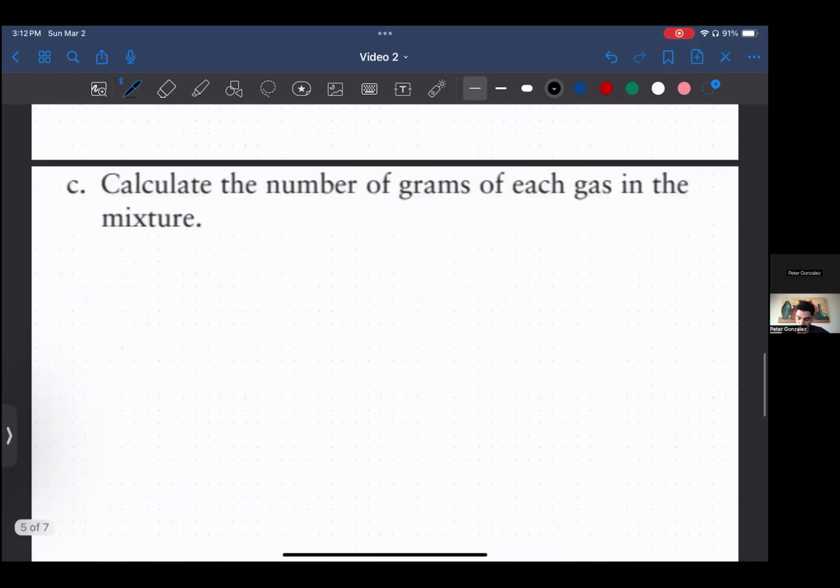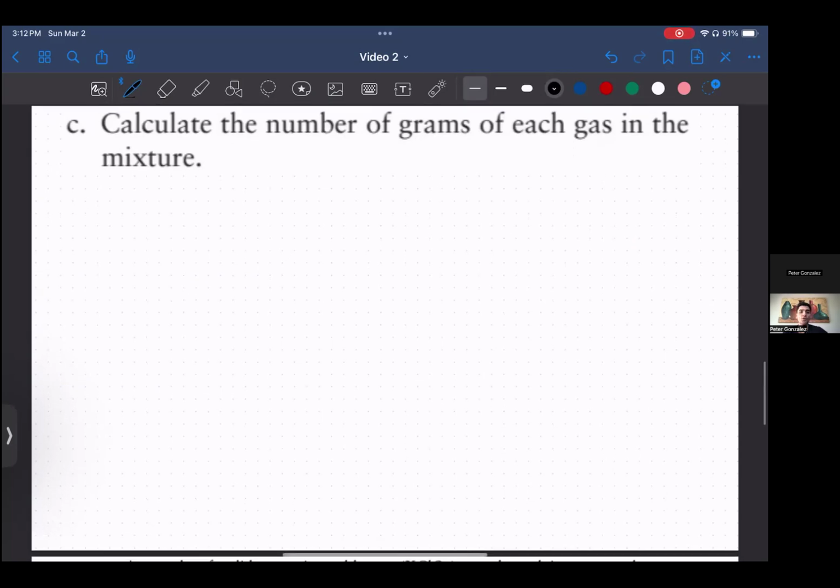All right, so for part C of this problem, we need to figure out the grams of each gas. For this, you really just want to use the fact that the mass of something in grams is going to be equal to the number of moles you have, so moles n, multiplied by the molar mass, which basically tells you how many grams of substance there are per mole of it.